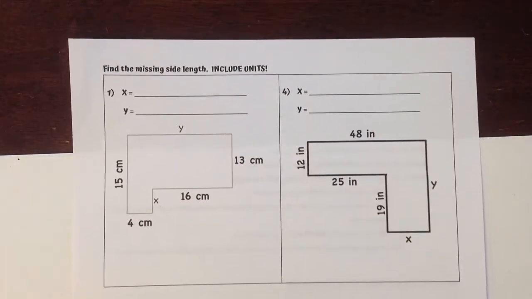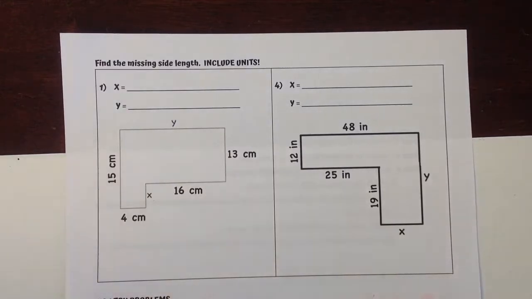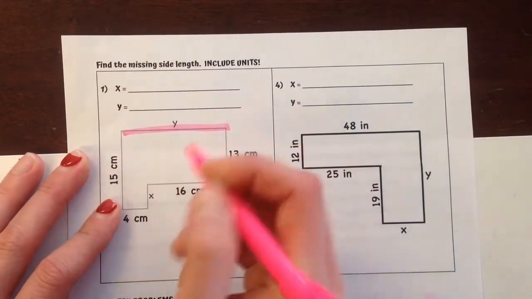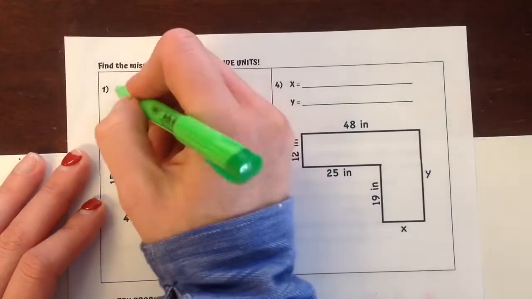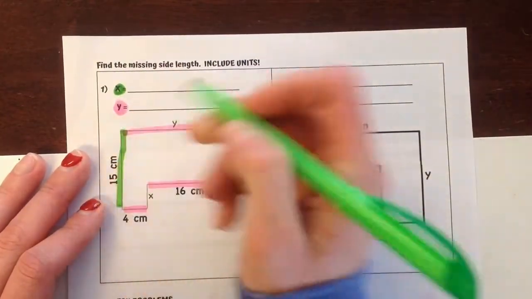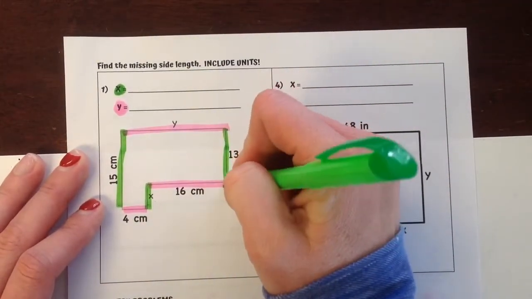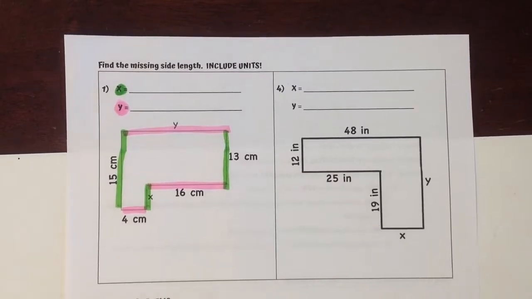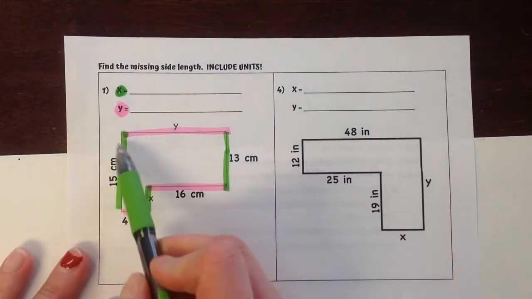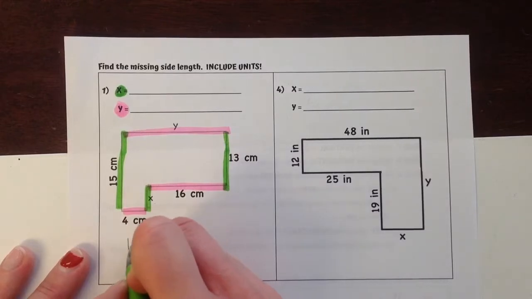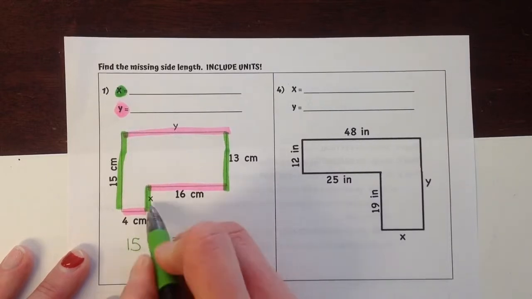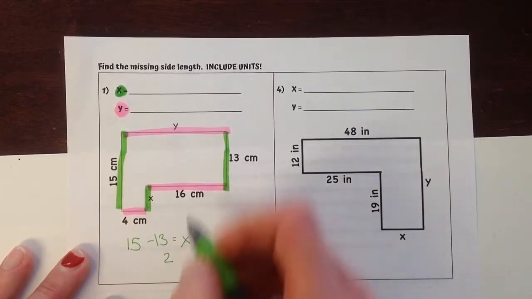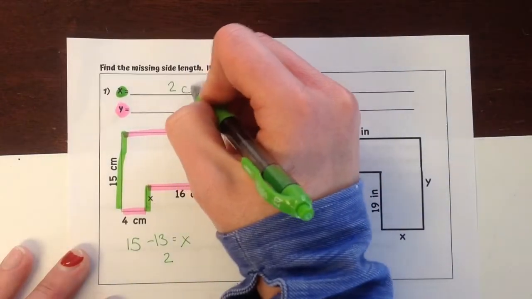So if we look at this shape, again, I'm going to highlight in order to keep myself organized. And I know that's going to be my y. And then I'm going to do my green. So now I look at all the different values that I have, and I want to solve for x. And my longest side is 15. I know that value. When you know your longest side value, you need to subtract the other value, which is 13. And that's going to give me my x, which is 2. I'm going to put 2, and my units are centimeters.